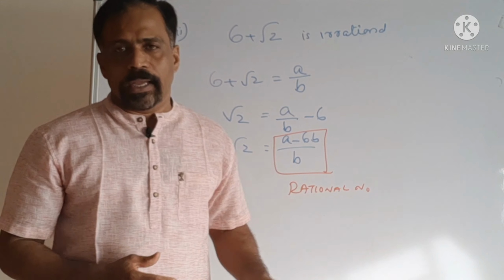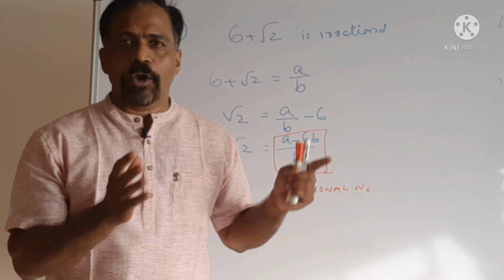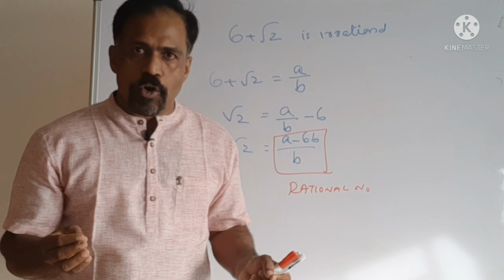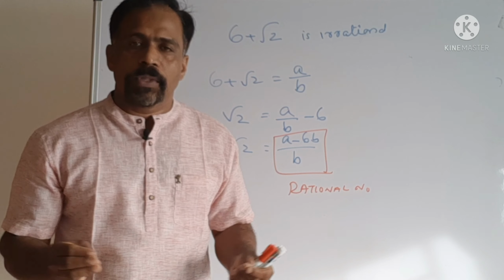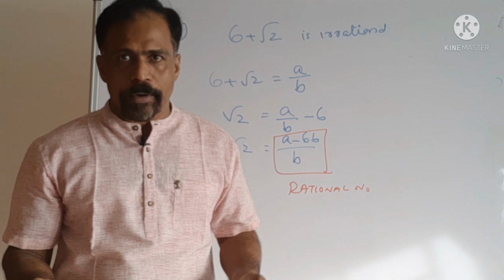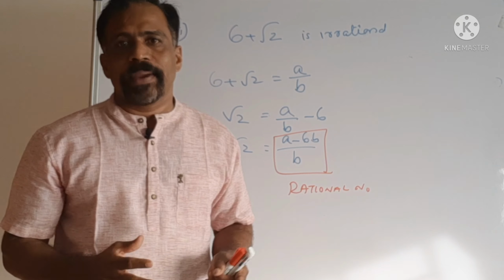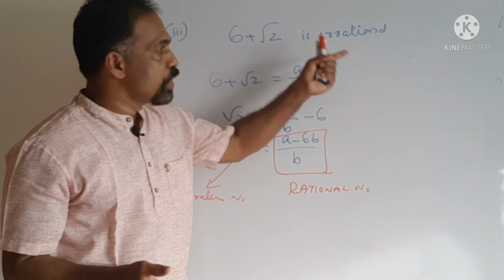So we will come to know that in all those cases, we have a common factor. In the case of root 2, we will have 2 as a common factor. In the case of root 3, we will have 3 as a common factor. In the case of root 5, we will have 5 as a common factor. Hence, we can prove that all those numbers are irrational numbers. We can see that 6 plus root 2 is irrational.